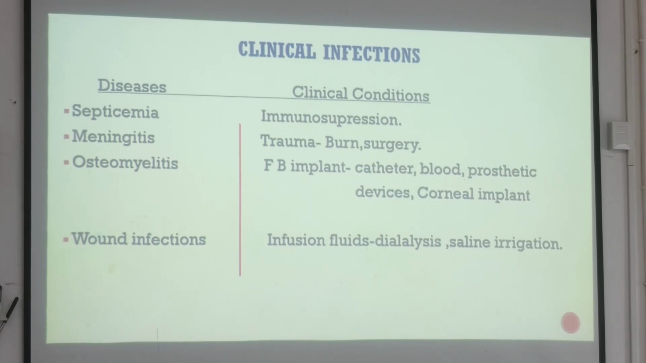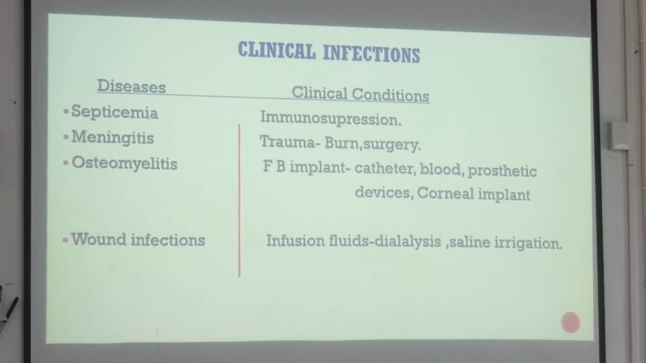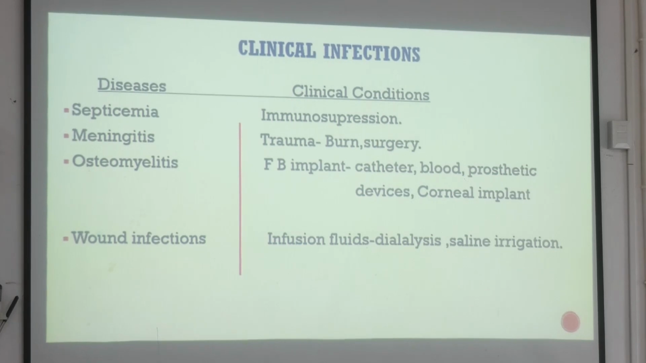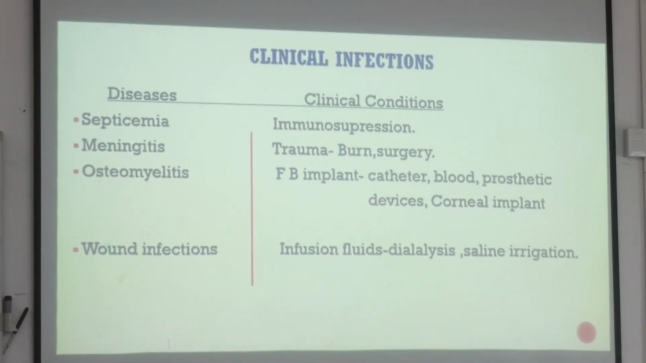The clinical infections they produce, there is septicemia, meningitis, osteomyelitis, and wound infection. These are the 4 infections common for all this particular group. So if there is any short note on Acinetobacter or short note on Burkholderia, Stenotrophomonas, these properties are common because they can produce the same type of infections in case of this particular group.